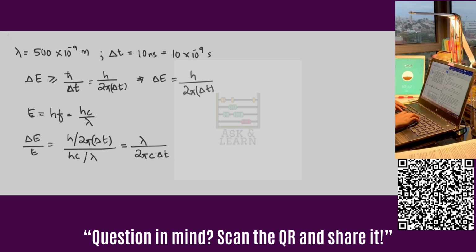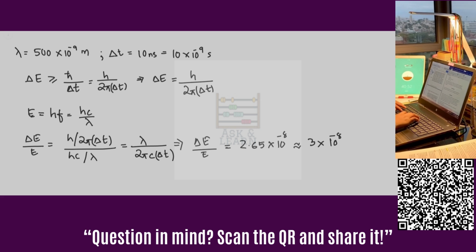and we calculate this value and we find it to be equal to 2.65 times 10 to the power minus 8, or nearly equal to 3 times 10 to the power minus 8.